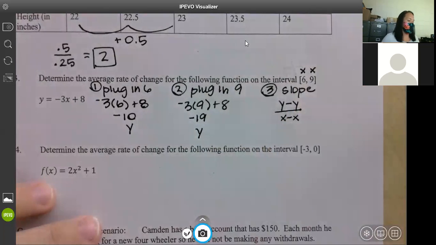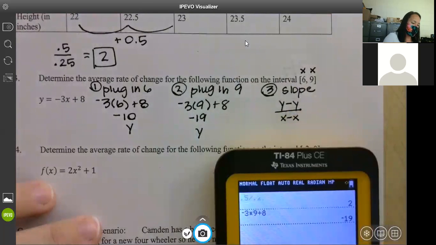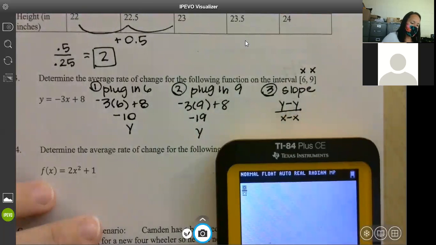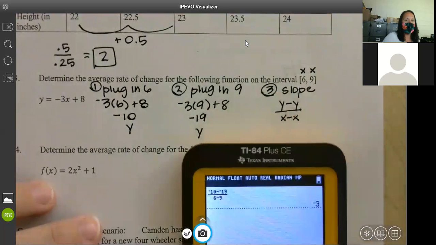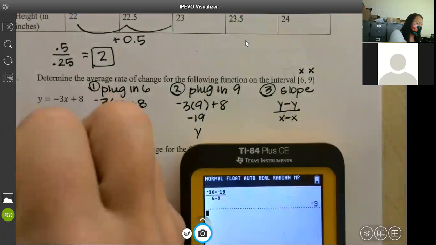You do your slope. What were your 2 y's that you just got? -10 minus -19. What were your 2 x's that you used? 6 and 9. And you put it in your calculator and you get what? -3. That's your answer.